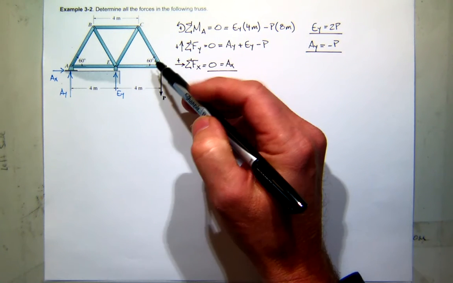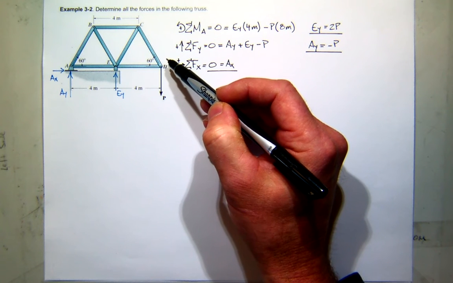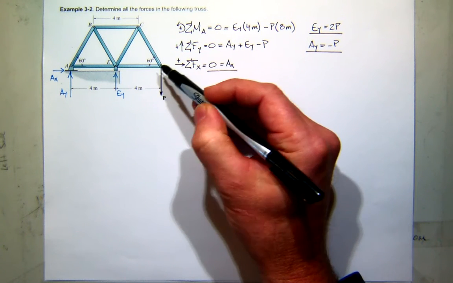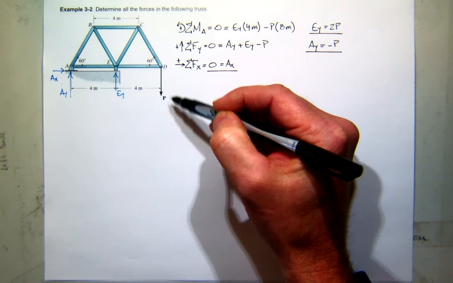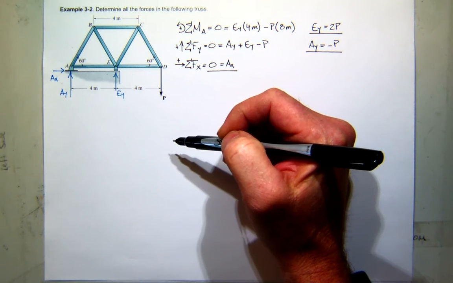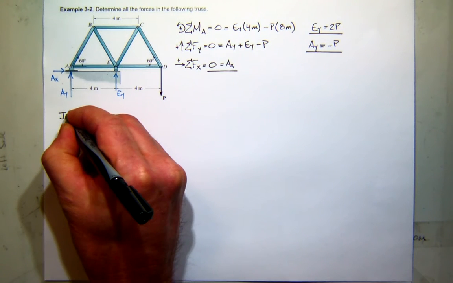Great. Also, don't be confused that this is a zero force member because of the case 1 we talked about previously. It is 2 forces connected at a point. However, it has a load. Okay? So that'd be a good place to start. So let's do that. I'll start at joint A.